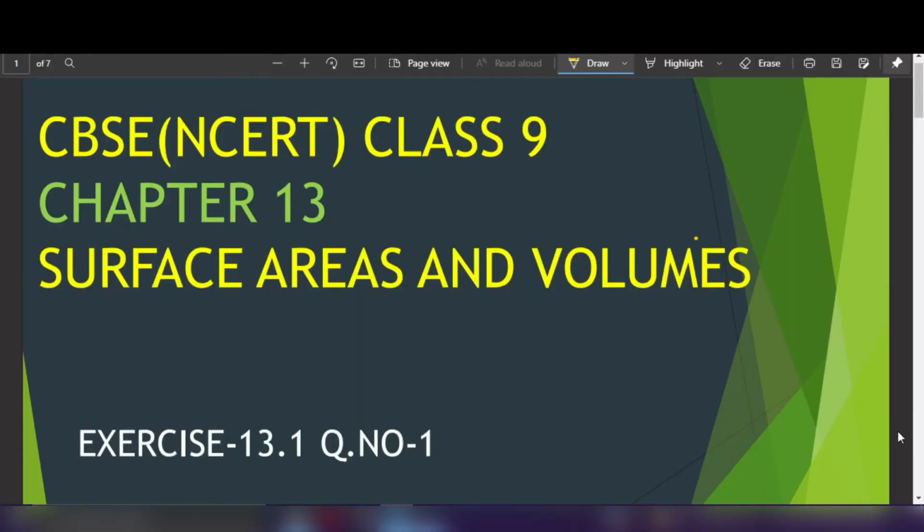Hi students, today we are going to solve the problem in chapter 13. Before moving on to the problem, let's have a brief intro about the formulas we are going to use.